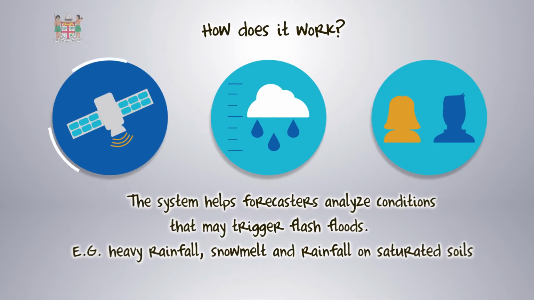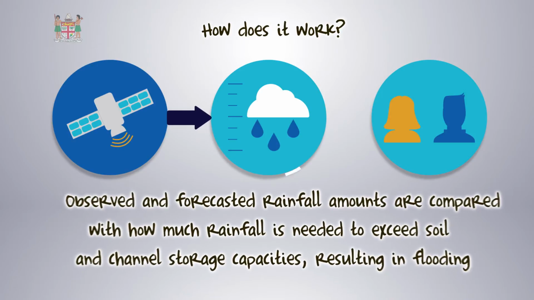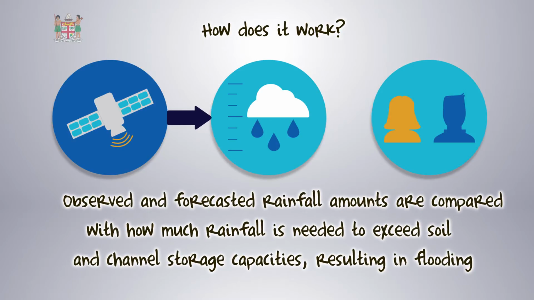How does it work? Using remote sensing-based rainfall estimates and precipitation forecasts, the system helps forecasters analyze conditions that may trigger flash floods, such as heavy rainfall, snowmelt, and rainfall on saturated soils. Observed and forecasted rainfall amounts are compared with how much rainfall is needed to exceed soil and channel storage capacities, resulting in flooding.